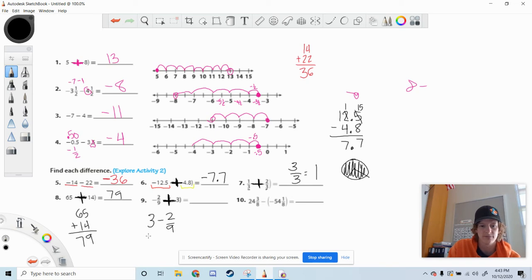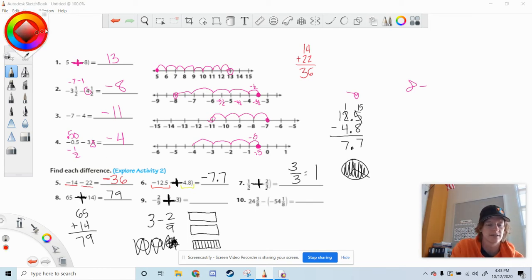What I would do is I would imagine I have 3 wholes, and then I'd break one of these into a bunch of 9ths, into 9/9, and I'd take 2 of these away. Okay, so I have 3 wholes. If I take 2/9, this wasn't a perfect drawing. Let me do a better drawing with rectangles, because I think I can probably make 9ths out of those. 3 wholes, and I need 1, 2, 3, 4, 5, 6, 7, 8, 9. Perfect.